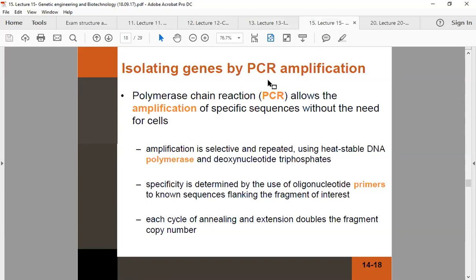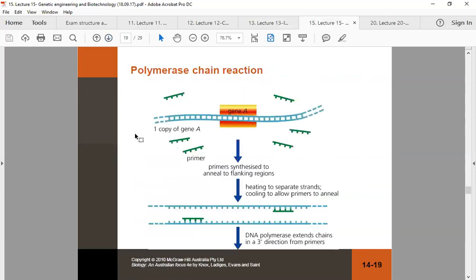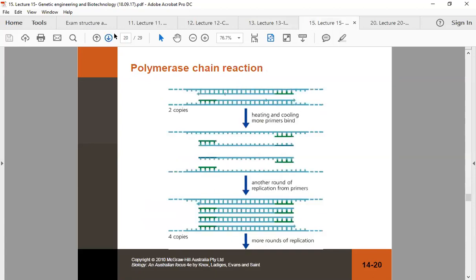So we're going to revise this technique, which is shown here and also shown on this slide here.